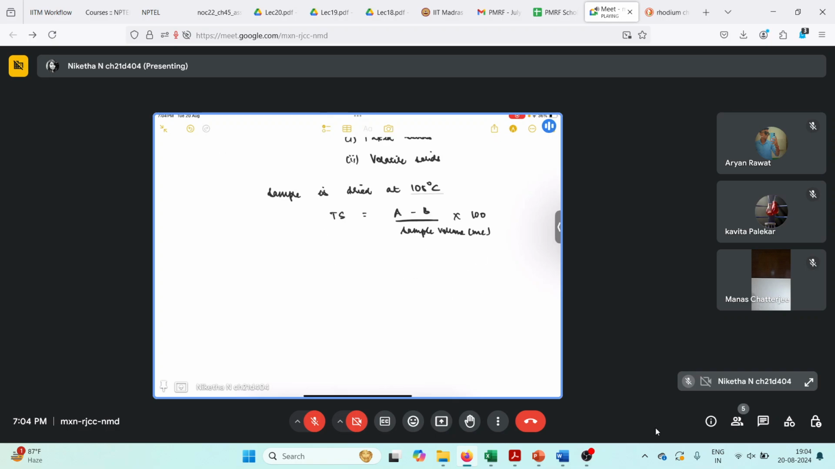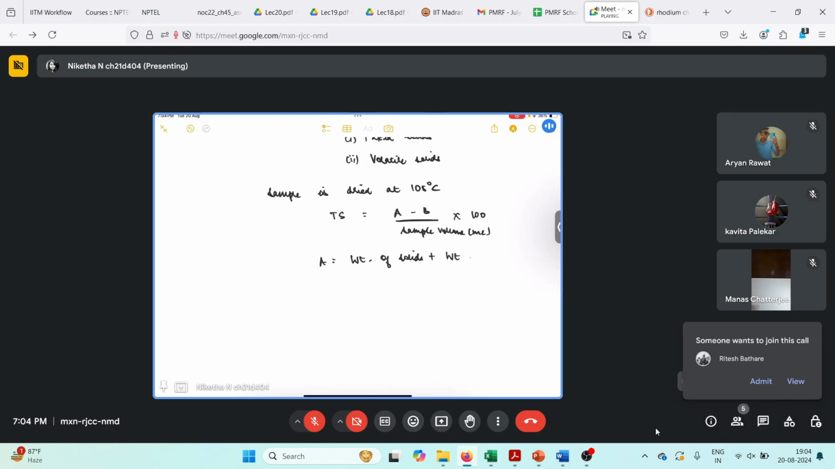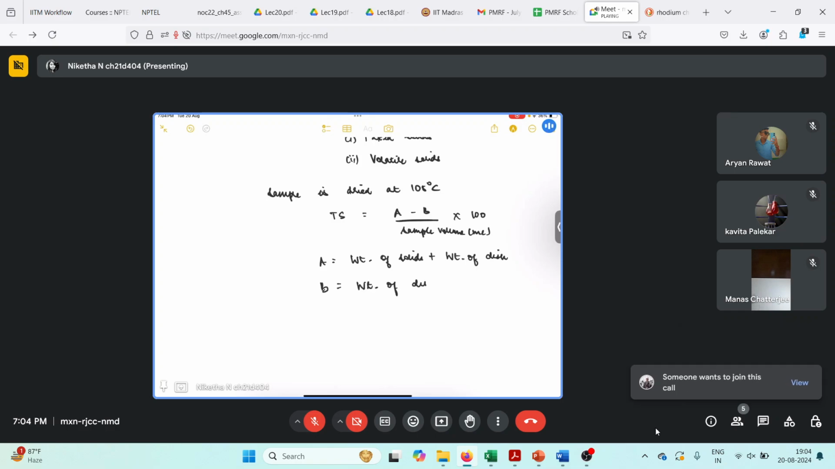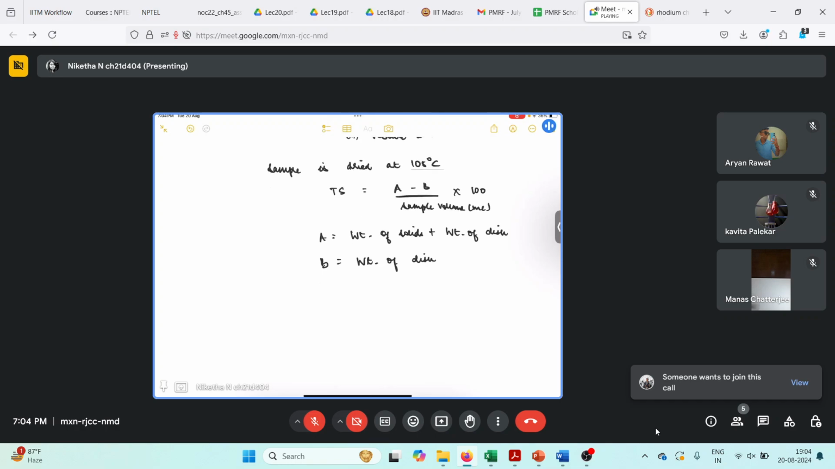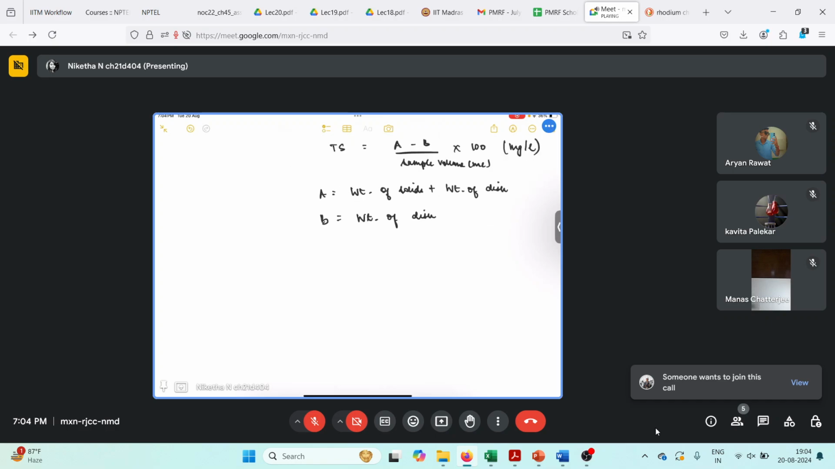So here A is the weight of solids after evaporating the water plus the weight of dish, and B is the weight of the dish. So if you subtract this, then you will get the weight of the solids, and then that will be divided by the sample volume. So you will get the total solids concentration in mass by volume or milligrams per liter.